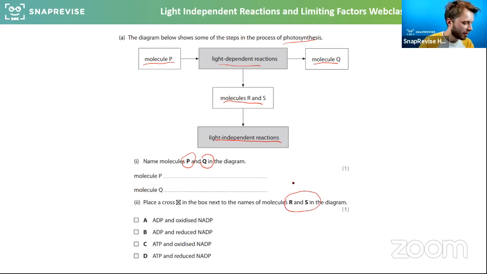So have a think about it. See if you guys can have a go at working this out. See if you can work out what P is, see if you can work out what Q is, and then R and S. Okay, I'll have a quick drink of water.